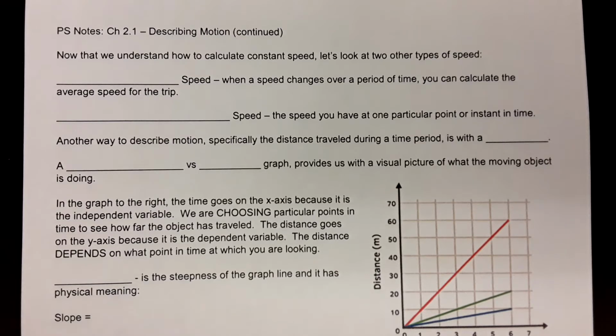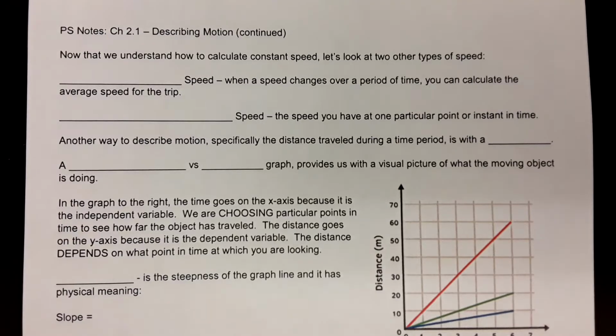So, first off, let's talk about a type of speed that's not constant. Speed that's not constant means it's changing over a period of time. It's increasing or decreasing, and it can increase smoothly, it can decrease smoothly, it can increase and jump around, it can increase real quickly and then decrease the next second. So all sorts of different types of speeds. It's just not constant speed.